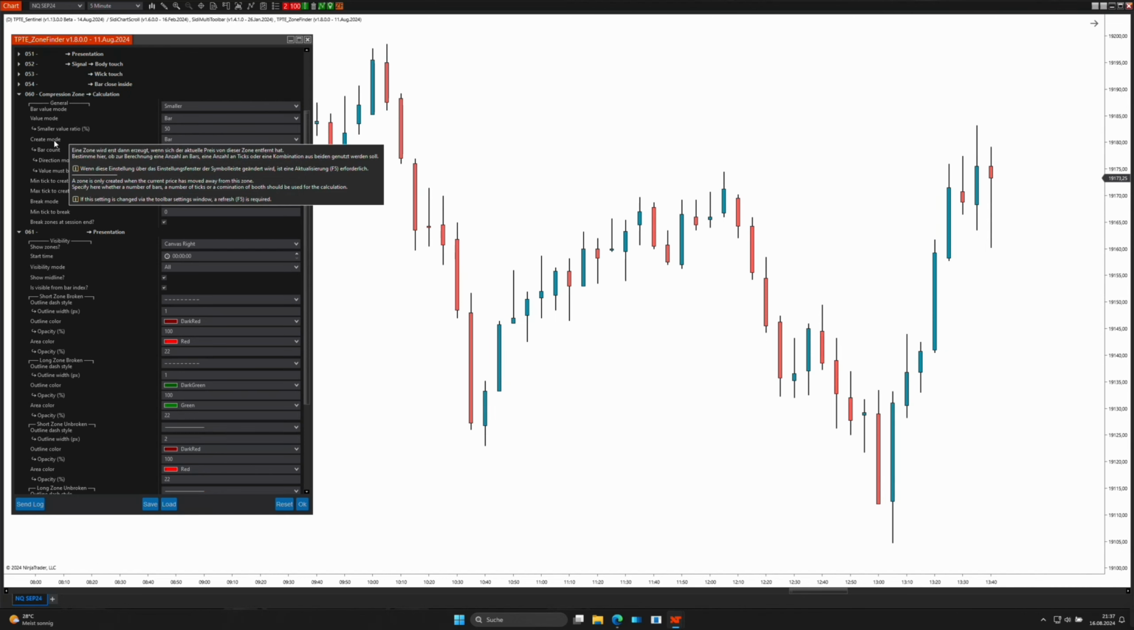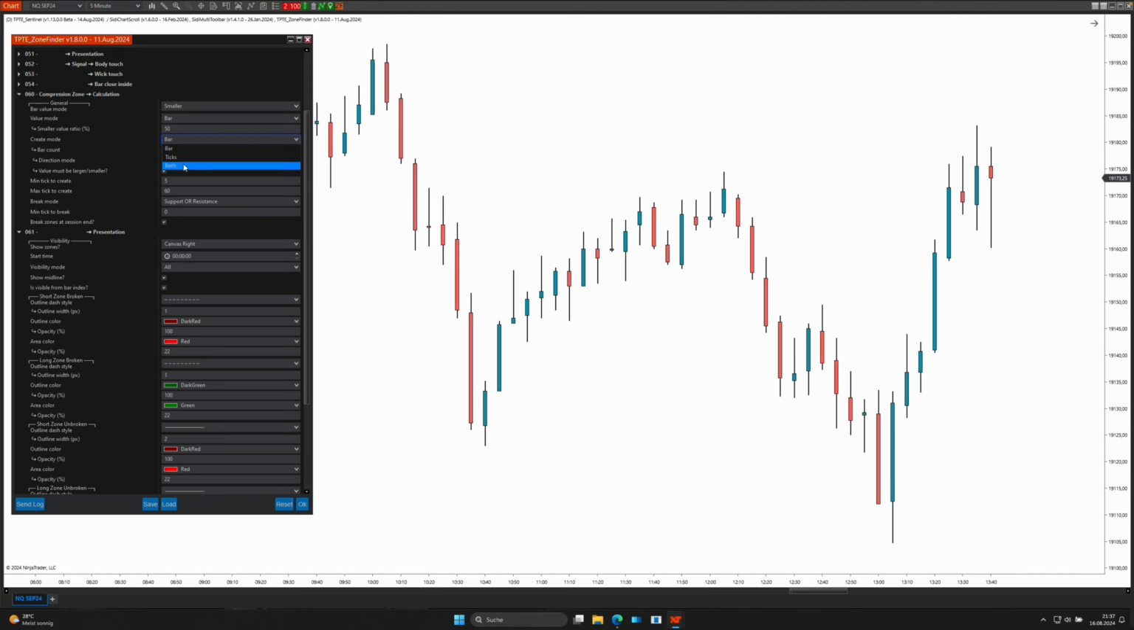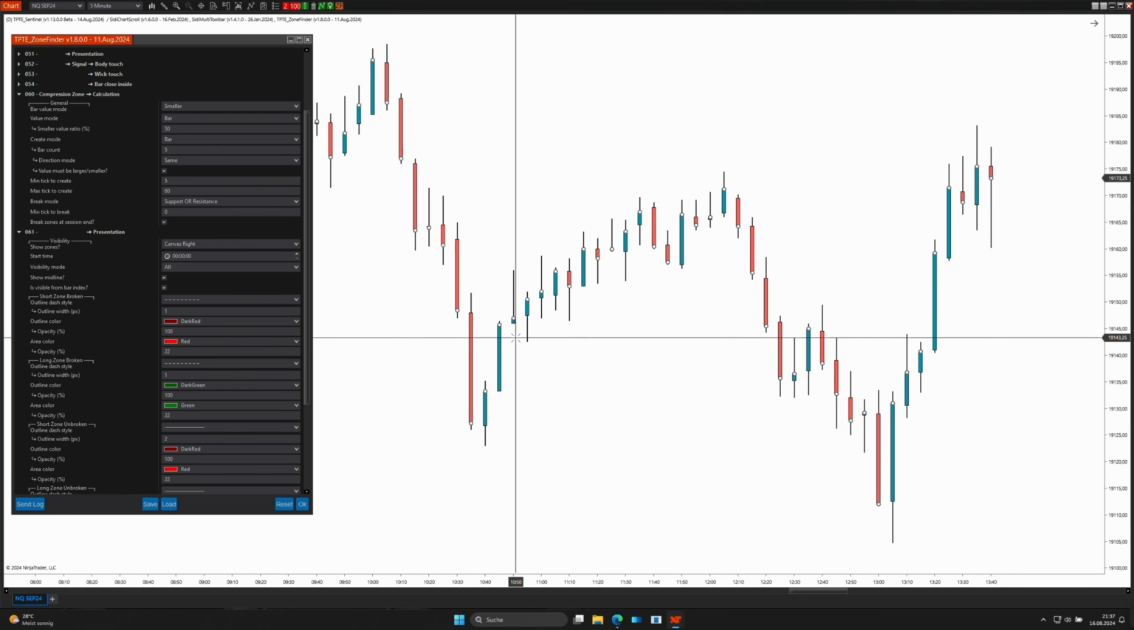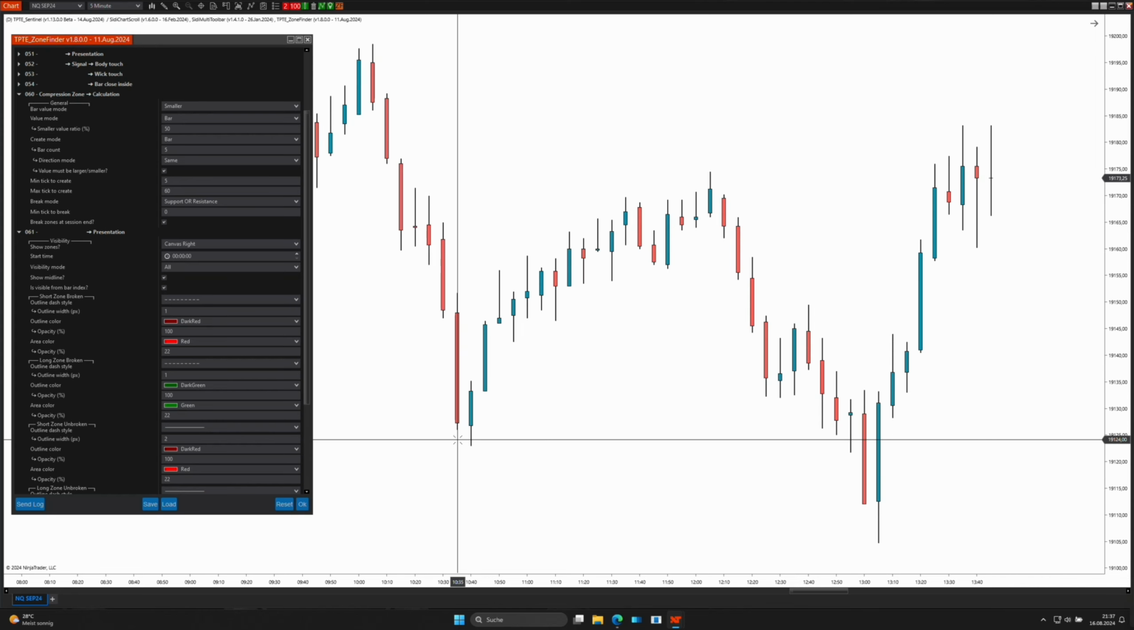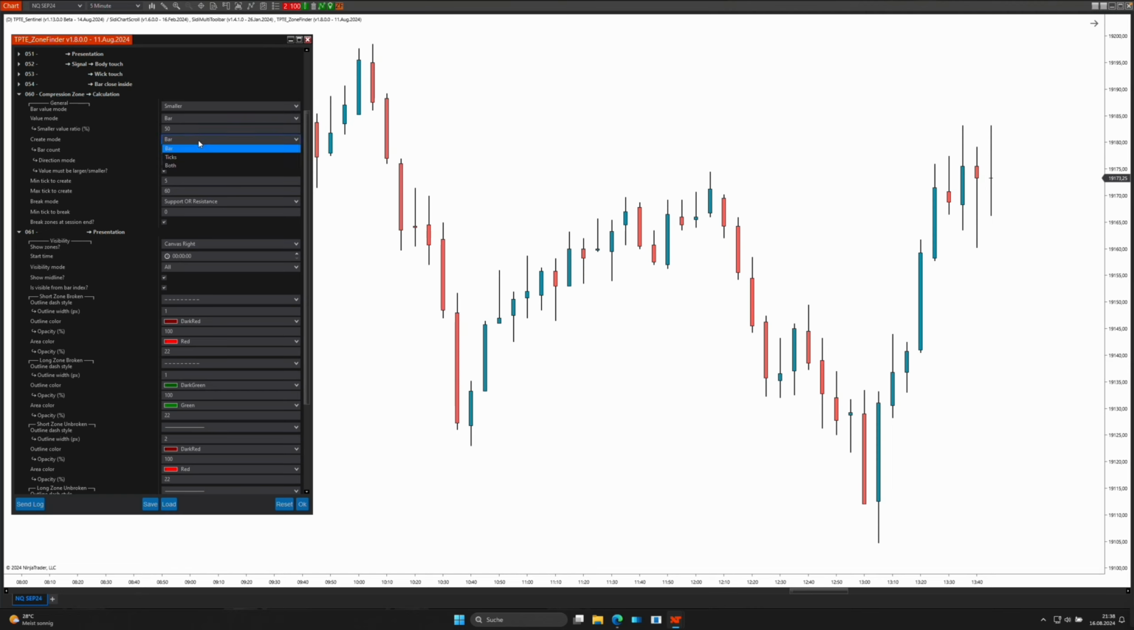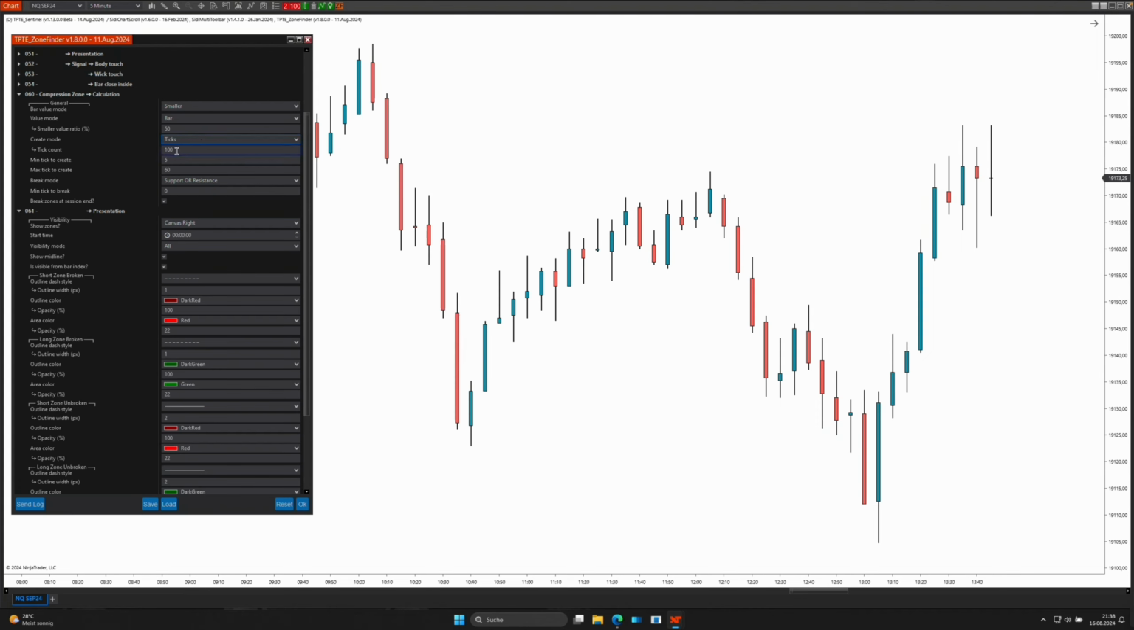Then we have the option of create mode. Here we can choose between bar, ticks, and both. Bar means that after this bar here, as many, in this case 5 more, must be created so that this zone is valid at all. So we can also see here that there was a reaction and the price is moving away. I can set here from 1 to infinity. If I set the whole thing to ticks, then this means that this tick number must move away from here so that a zone is formed here.